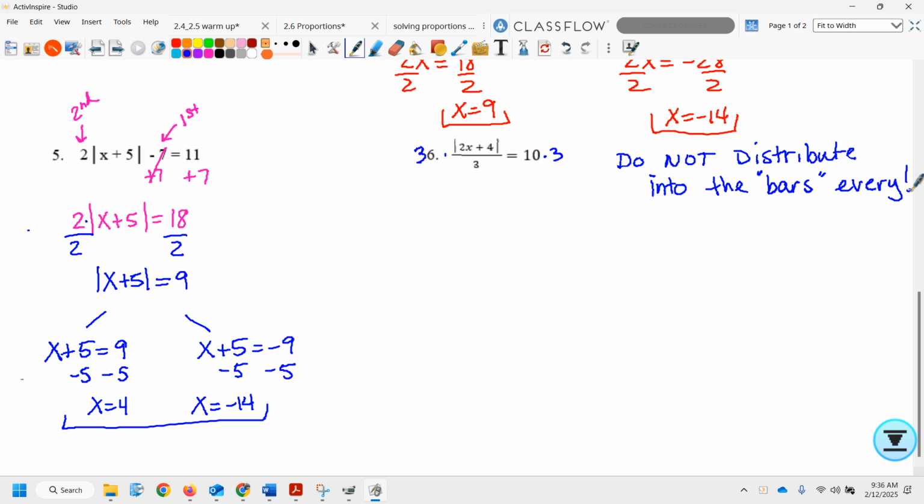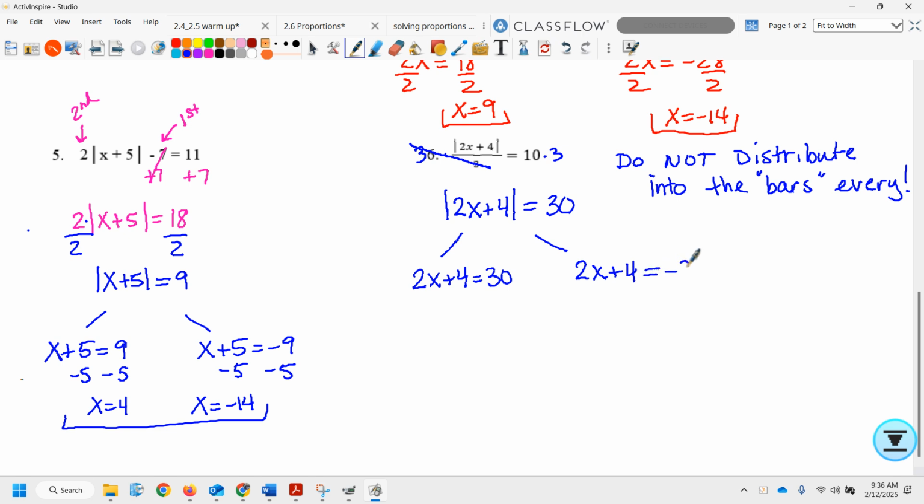So I multiply both sides by 3 because this 3 cancels out that divided by 3. I can bring down my absolute value of 2x plus 4, and now I'm going to set it equal to 30. Absolute value bars are isolated. I can make my two equations. 2x plus 4 equals 30. My second equation, 2x plus 4, now it's going to equal negative 30.